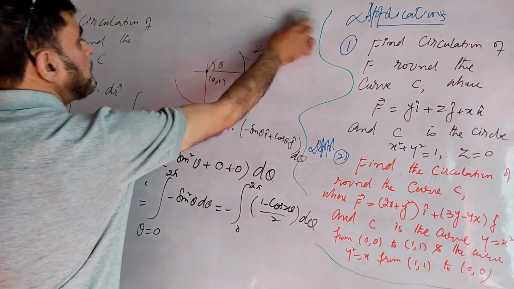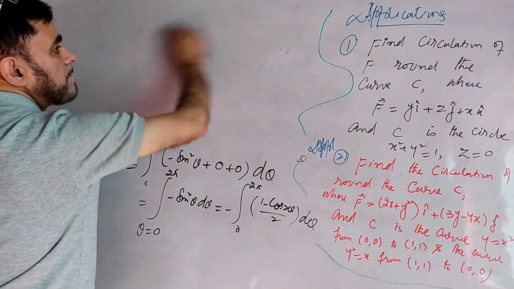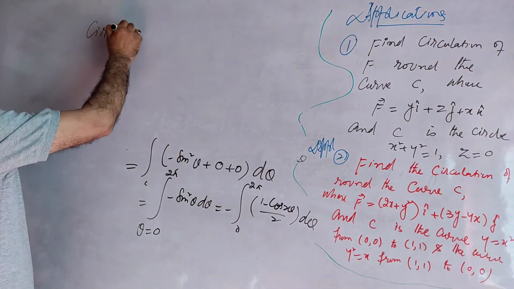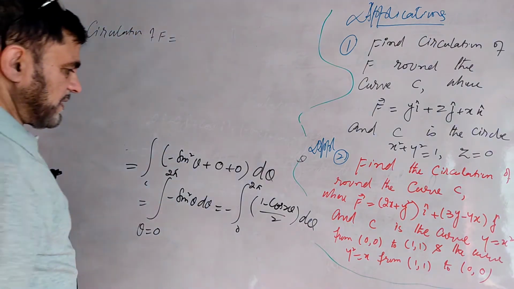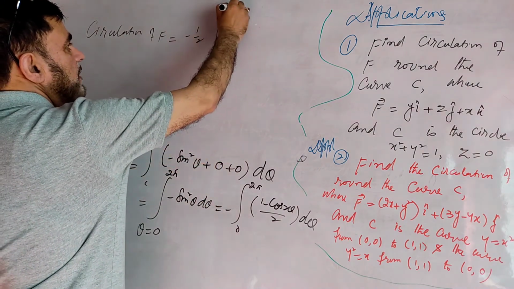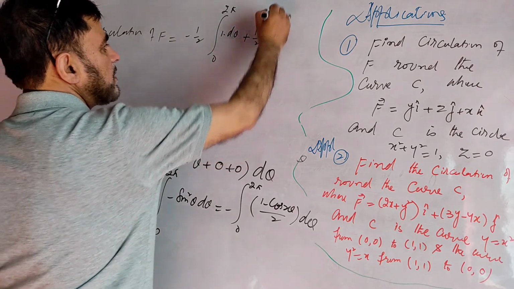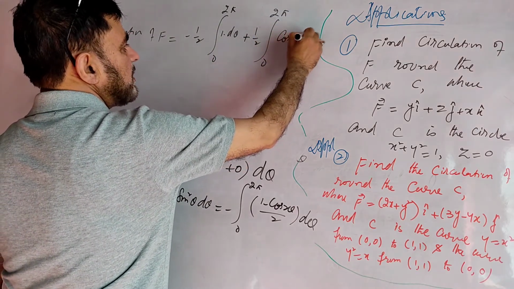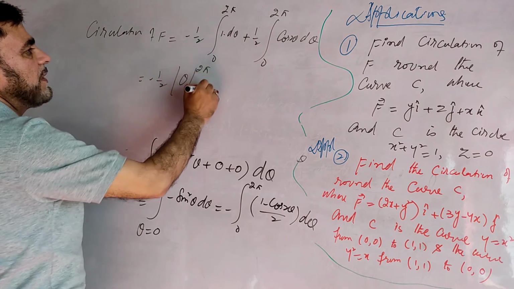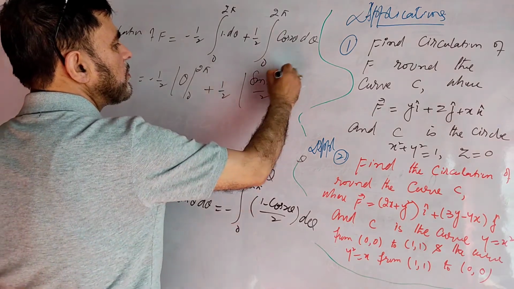Well, integrate this. This gives you the circulation of f around the circle as minus 1 by 2 integral 0 to 2 pi 1 d theta, then plus 1 by 2 integral 0 to 2 pi cos 2 theta d theta. This is minus 1 by 2, theta from 0 to 2 pi, plus 1 by 2 integral of cos, which is sin 2 theta by 2, from 0 to 2 pi.